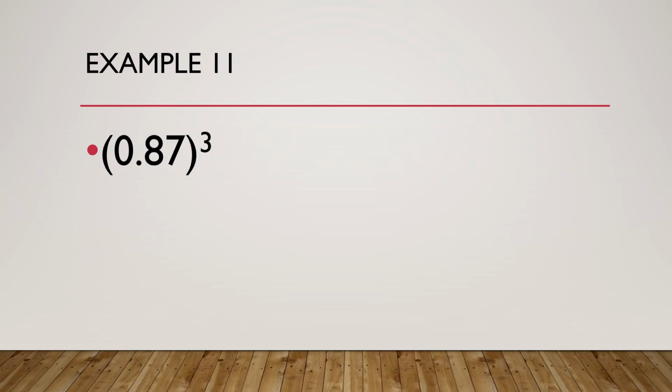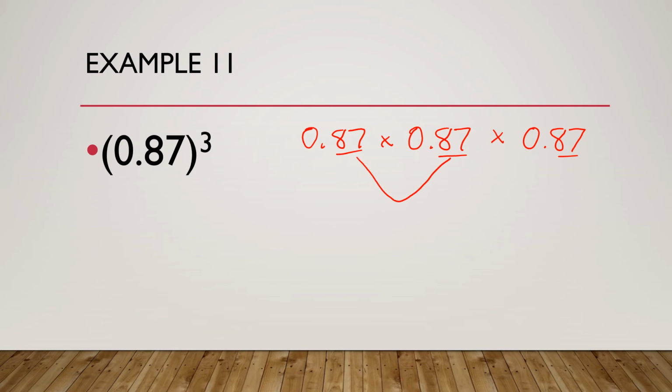Okay, example 11 here, we have 0.87 cubed. So 0.87 times 0.87 times 0.87. Now this one requires quite a bit of work. Okay, so we can see again we're going to have 6 decimal places in total. But we've got to multiply these 87s, and that's not much fun.